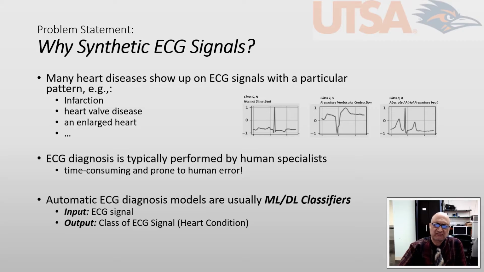ECG signals are in fact time series. There is a pattern associated with each heart condition. So by looking at the ECG signal, the expert can diagnose the heart condition of the patient. ECG diagnosis is usually done by human experts, which is prone to random human error and also time consuming. Automatic ECG signal diagnosis is usually done by machine learning and deep learning models.